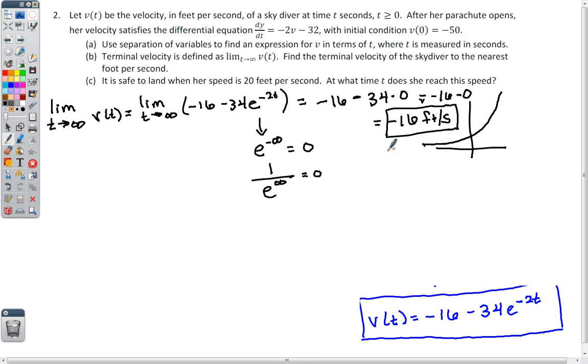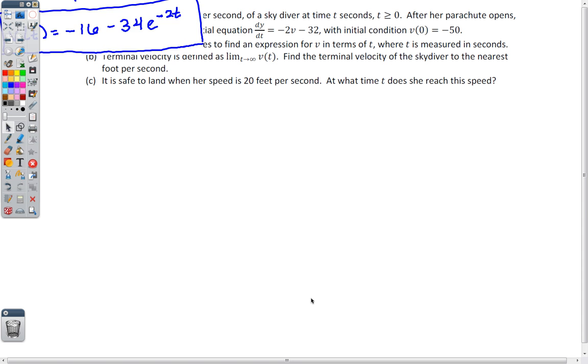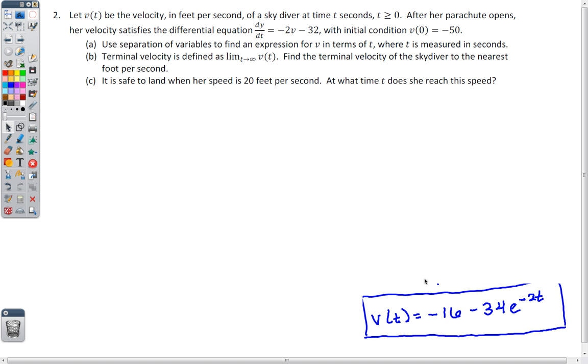All right. Moving on, part C. I have a funny feeling I'm going to need that formula one more time here. It is safe to land when her speed is 20 feet per second. At what time t does she reach this speed? All right, so negative 16 minus 34 e to the negative 2t. So that's her velocity, and it is safe to land when this velocity equals 20 feet per second.